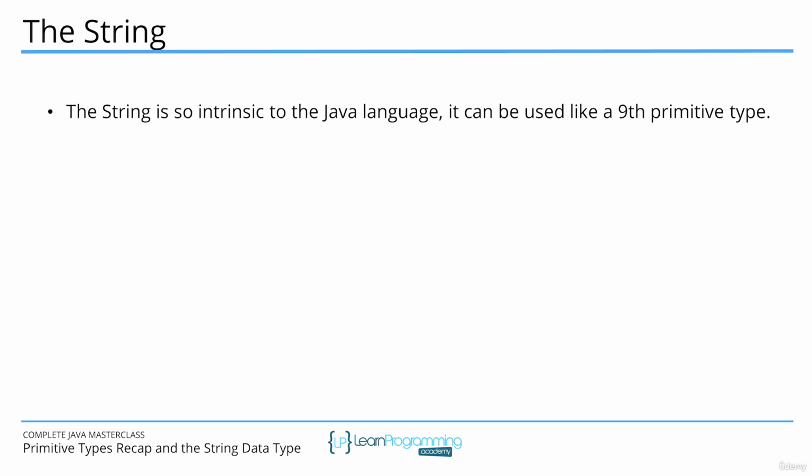The String is so intrinsic to the Java language it can be used like a ninth primitive type. But it's not a primitive type at all, it's a class. From your point of view, you can treat the String like a ninth primitive type by directly assigning a string literal to it and using the plus operators with it. The Java language set the String to be used in a simpler fashion compared to traditional classes, which we haven't covered yet. You'll be using a lot of strings as we progress through the course and in general in your working life as a Java programmer.